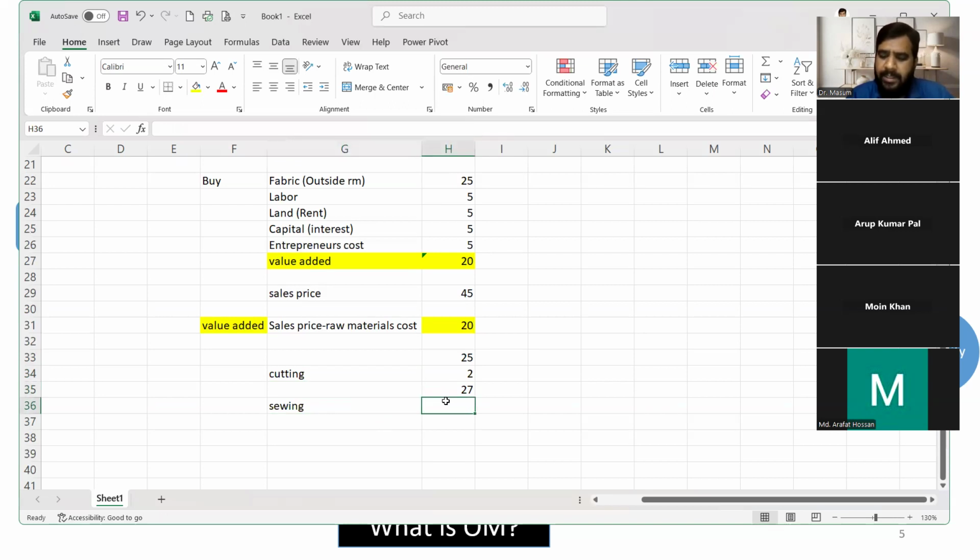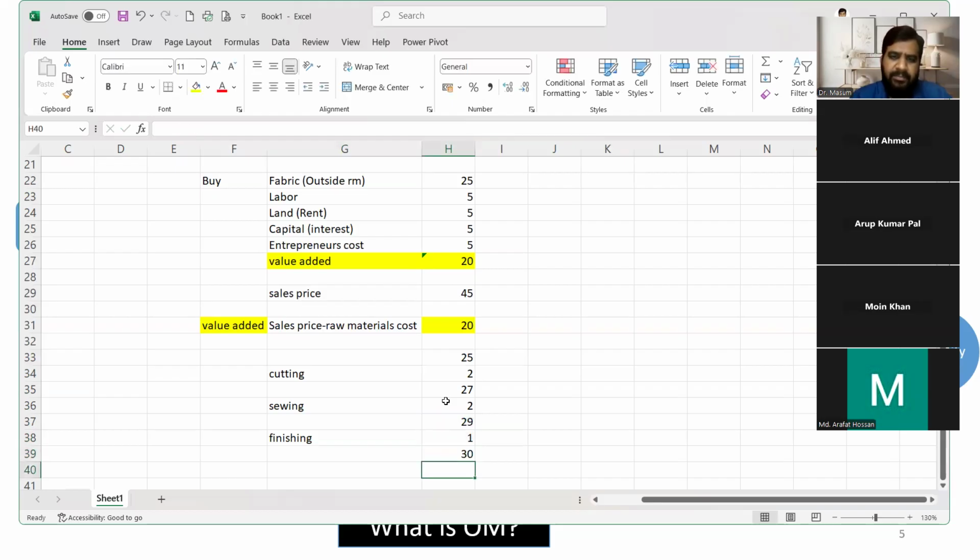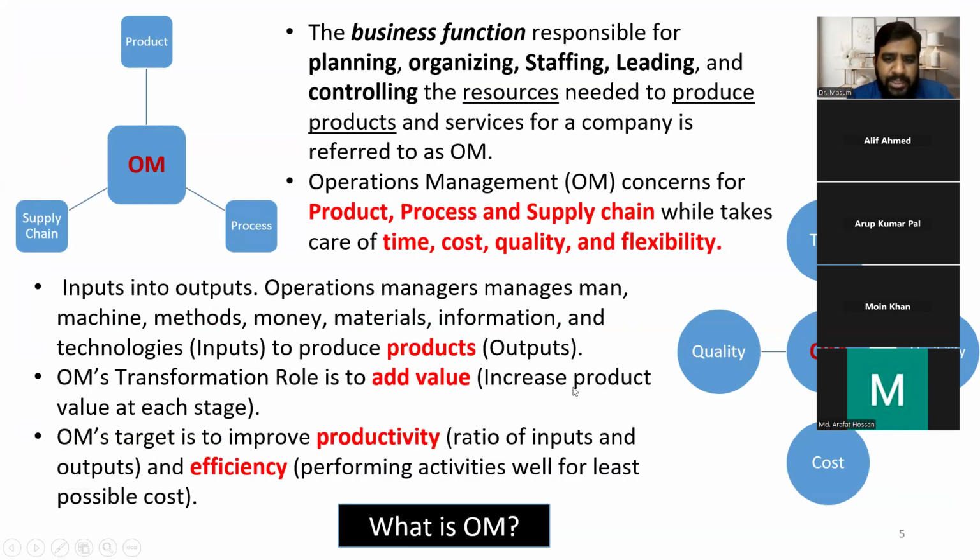Swing cost is $2 more. So it is increasing, isn't it? Your value is increasing at each stage, isn't it? Then finishing. Finishing means ironing, packing, etc. That is $1 more. So your value is increasing at each stage. What is increasing? Product value at each stage. The operations manager is responsible for it.